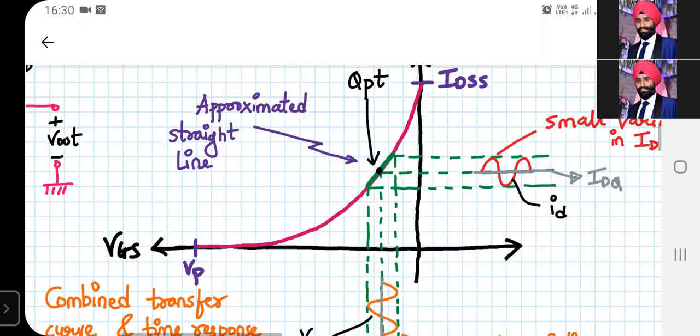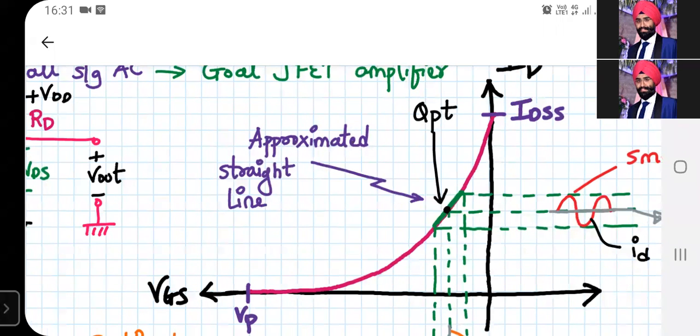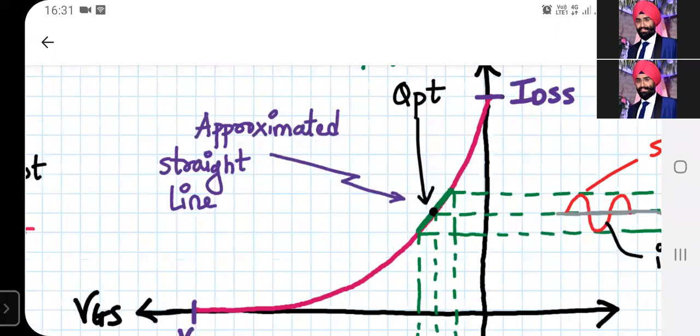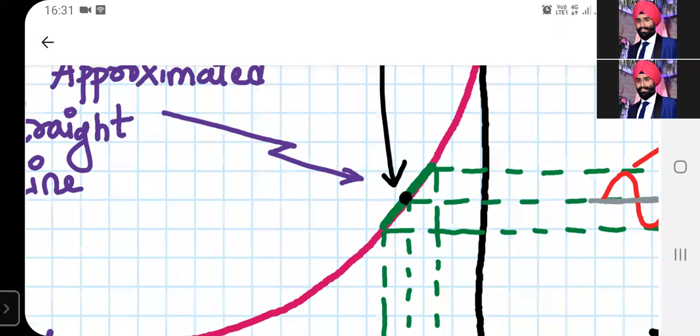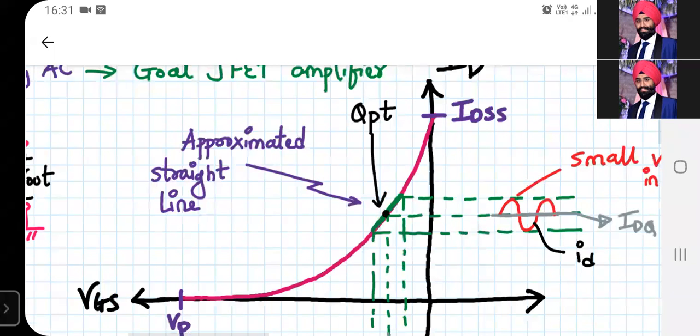So we have defined a dark pink color line, which is a transfer curve. Now it's an exponential curve, right? It's a non-linear curve. But this non-linear curve may have a segment which is linear. Can you see this green color patch which I have drawn? This segment is linear, na? Correct? So even in an exponential curve, a small segment can be approximated as a straight line. So what we do is we allow those small variations in the VGS.